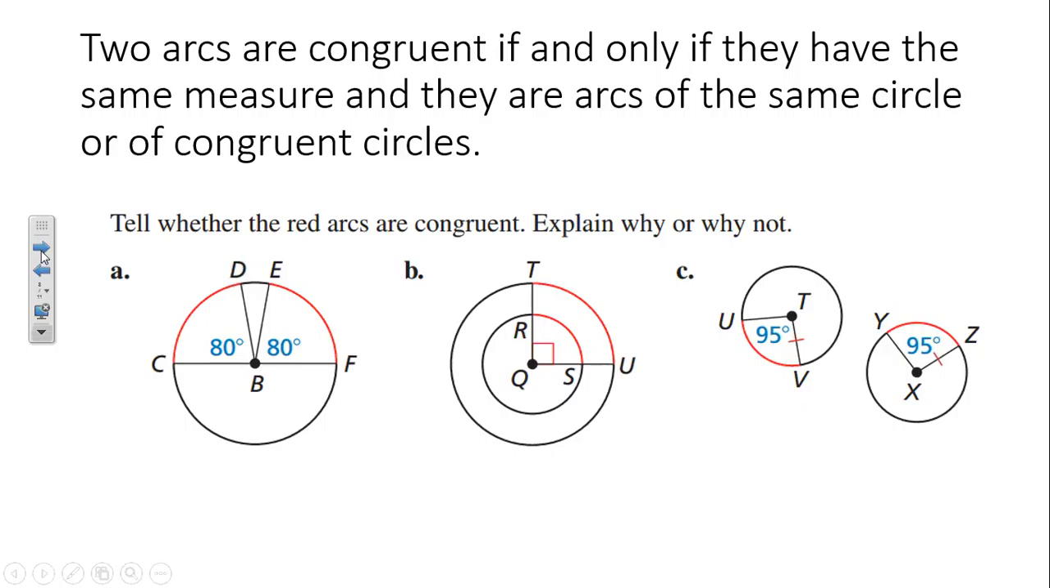So 2 arcs are going to be congruent if and only if they have the same measure and they are arcs of the same circle, or they have to be arcs of congruent circles. Okay? Two arcs will be congruent if they have equal measures and are arcs of either the same circle with central angles the same or congruent circles.